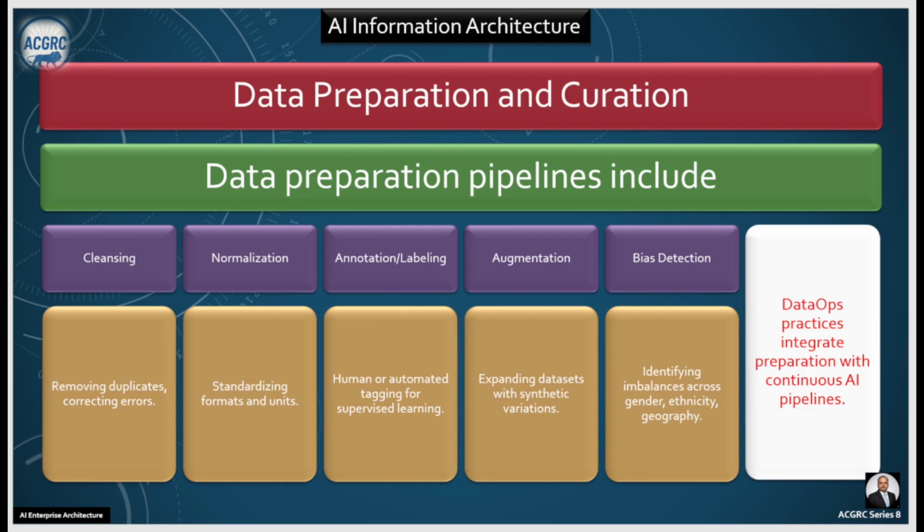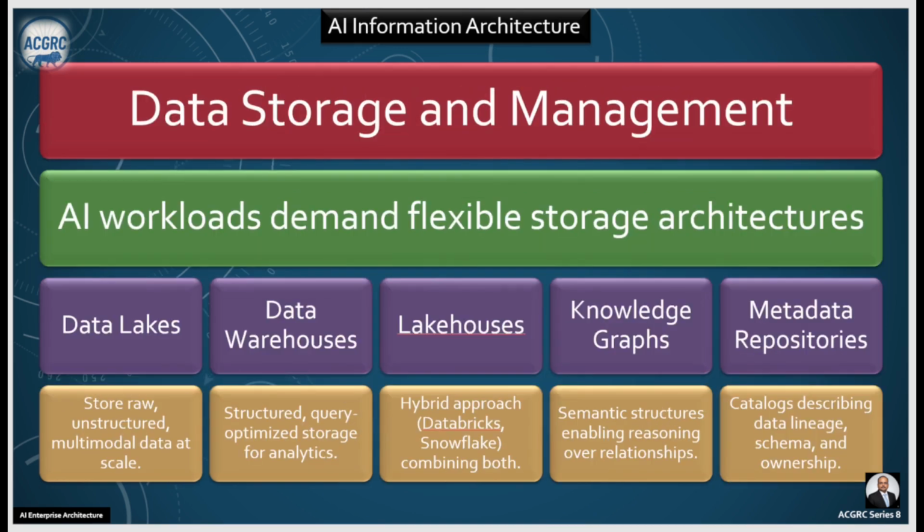The third aspect from the core components perspective is data storage and management. AI workloads demand flexible storage architecture. To store raw, unstructured, and multimodal data at scale, we use data lakes. For structured, query optimized storage for analytics, we have data warehouses. When it is a hybrid approach, whether it's Databricks or Snowflake, combining both, that's a lakehouse.